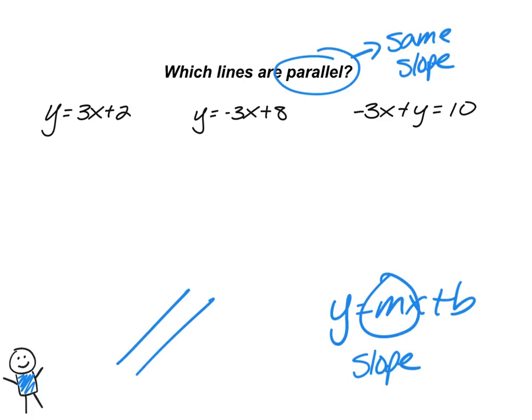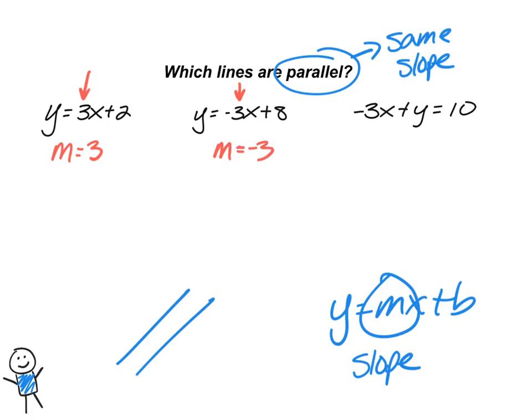So look at the first line here. It says y equals 3x plus 2. The slope of this line is 3. Second line, if we look at the slope, y equals mx plus b, the slope of the second line is a negative 3. So those two are not parallel.